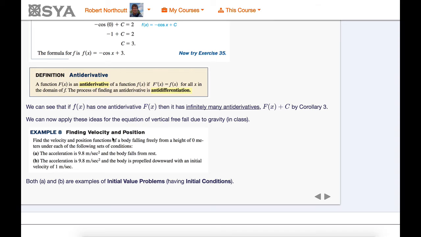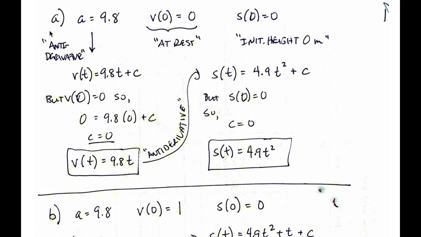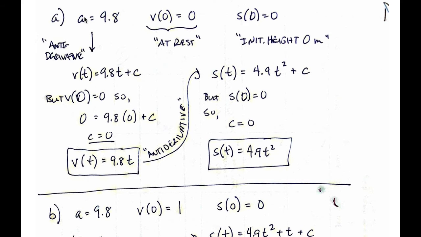Okay, so I'm going to go to that example now. The first of the two problems said we're going to assume the acceleration is 9.8 meters per second squared, which is just the acceleration due to gravity. In this particular one, they told us that the initial velocity, that is the velocity at time 0, was 0, because they said the object was at rest. And they told us the initial displacement or position at 0 was also 0, because they said the initial height was 0 meters. And they want us to find functions for velocity and position.